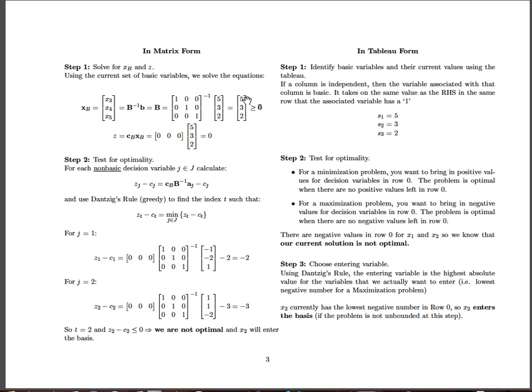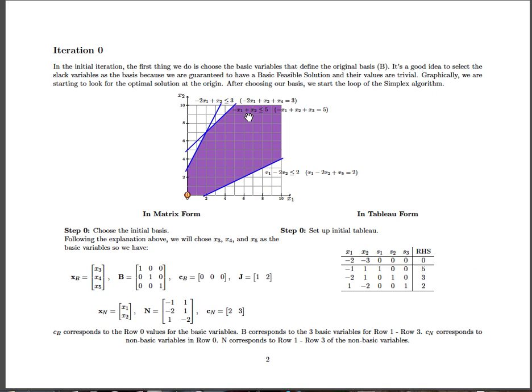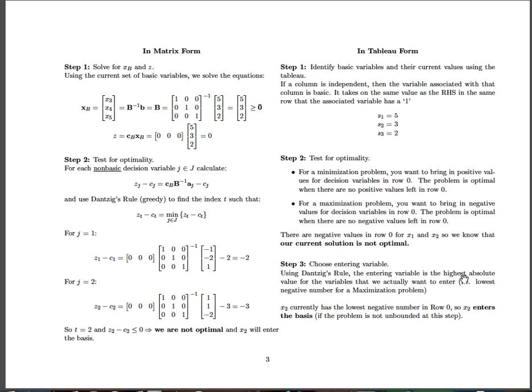Here's what we get. x3 equals 5, x4 equals 3, and x5 equals 2. We get the same values for tableau form by simply looking at the tableau. The independent rows are the basic variables, which are right here, and the value on the right-hand side in that row that has the 1 in it is the value of the basic variable. So x3 or slack 1 equals 5, slack 2 equals 3, slack 3 equals 2, just like in matrix form.